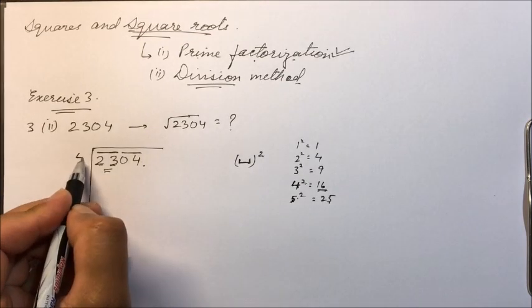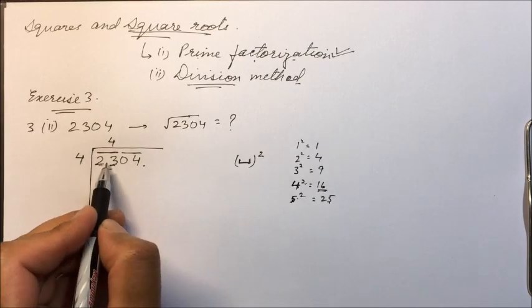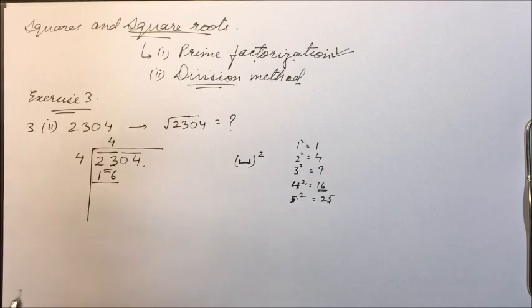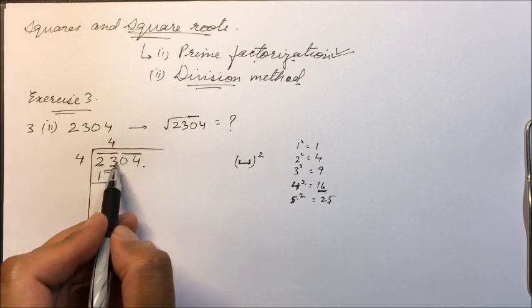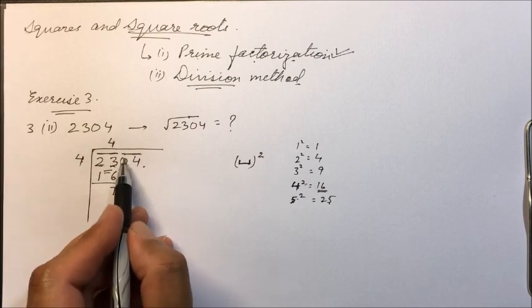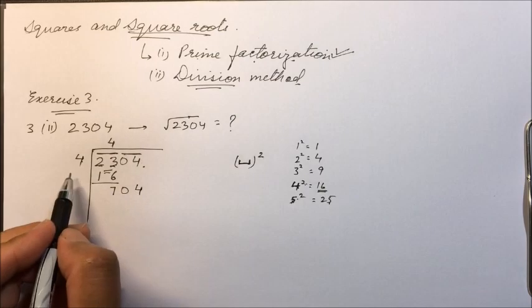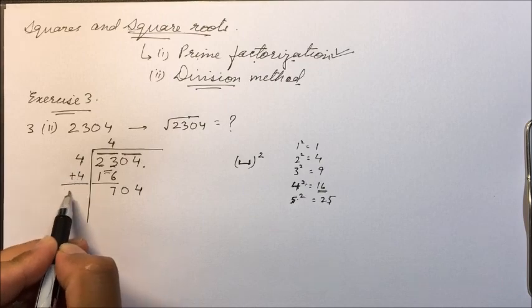So we will write 4 here, and this is our quotient. We write 4 times 4, 16, here. Now the remainder is 7. Now we bring down the whole next pair, writing 0, 4, so we get 704. And here we add 4 plus 4, which is 8. Write it here and leave some space.